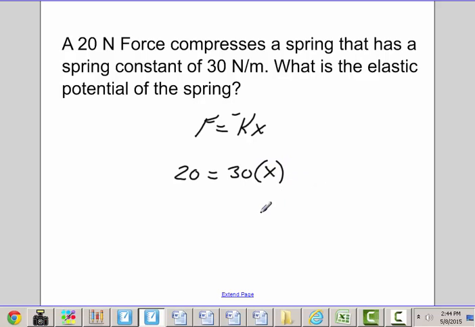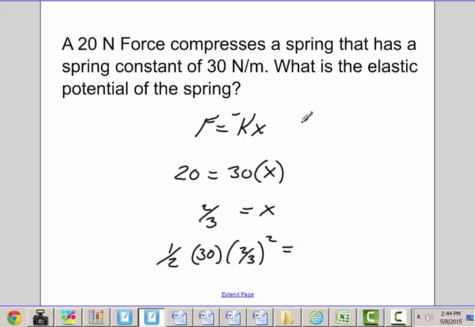Harder. So it compresses. Solve for x first. Yeah, so it compresses like 0.6. So is x equal to 2/3? Yeah, so it compresses 2/3 meters. So then all you have to do is this: 1/2 times 30 times 2/3 squared, and you're done. That's it. You're x equals kx.